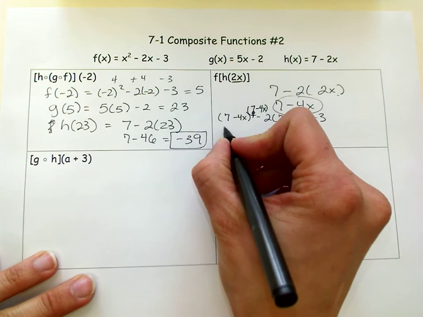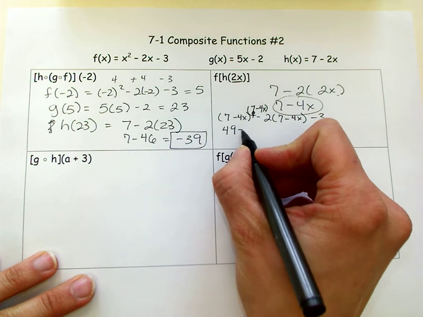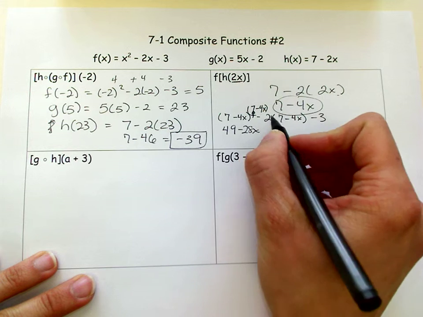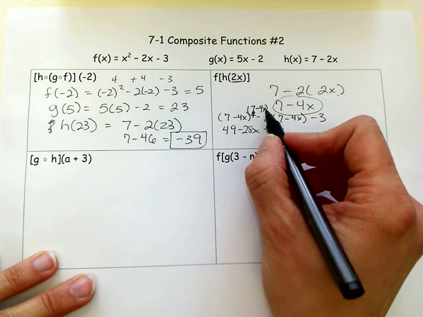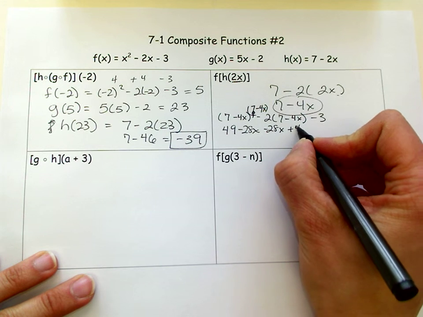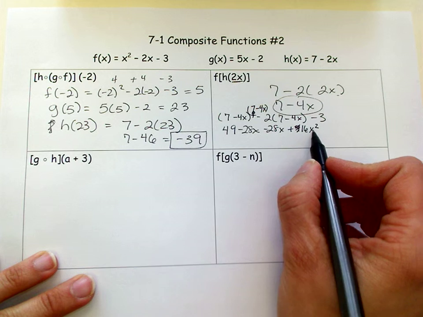So 7 times 7 is 49. A negative 4x times 7 is a negative 28x. And then I've got another one of those, so that's another negative 28x. And then a negative 4x times a negative 4x is 16x squared. So that all came from this guy.